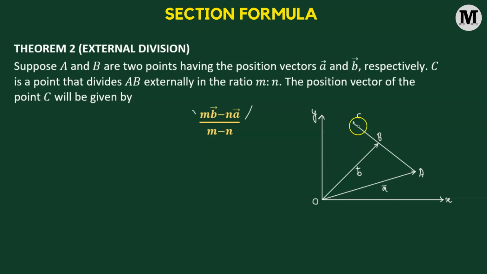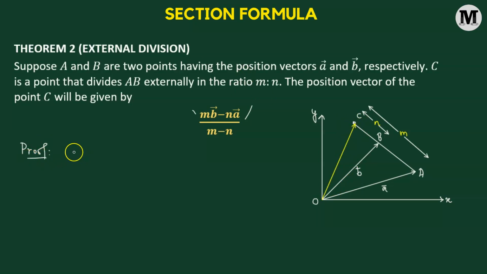Now we will suppose that this point C is going to divide the line AB in the ratio m is to n externally. That means the length AC is going to be m. As we can see here, the point C is dividing AB in the ratio m is to n externally such that AC has a length of m units and BC has a length of n units. Fine. Now we want to find out the position vector of the point C.